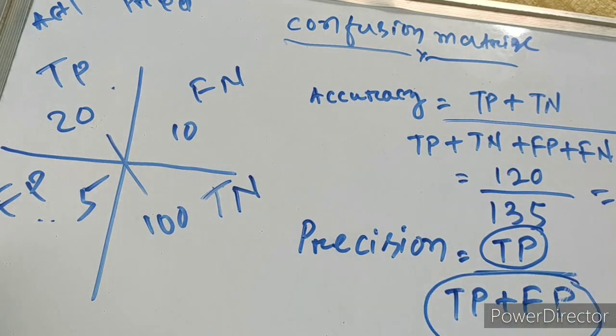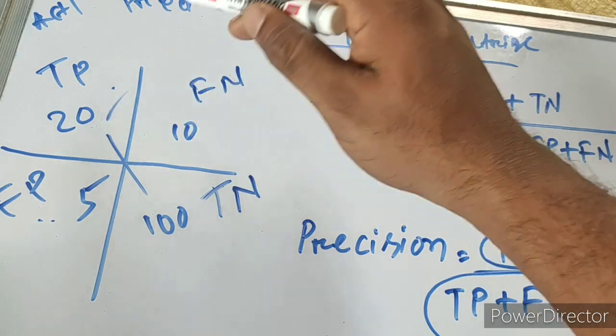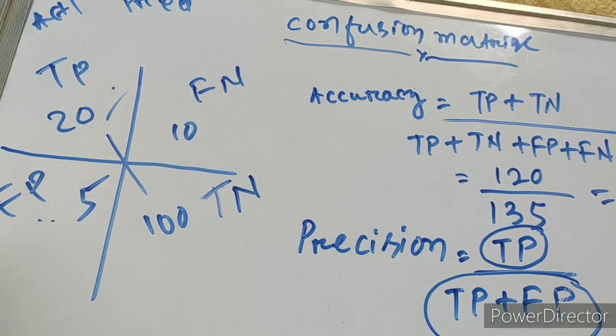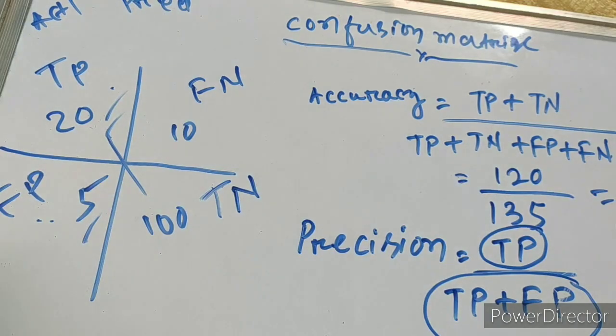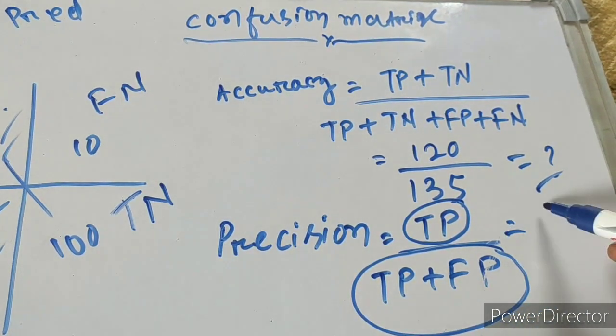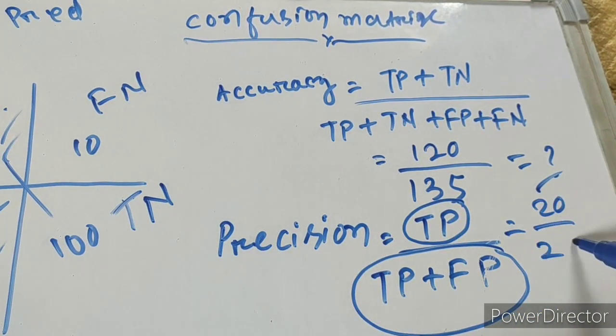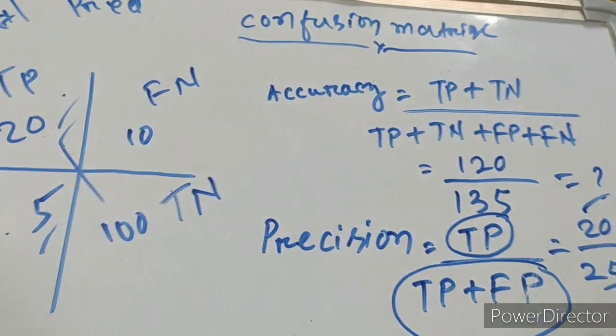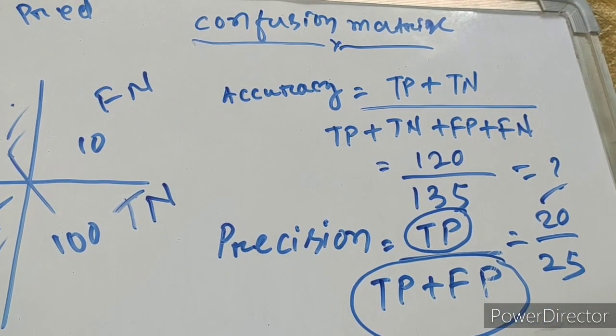So how much is our total predicted positive? 20 is our true positive and 5 is false positive, so the total predicted positive is 25, and the exact positive is our true positive. So 20 by 25 will be our precision value.